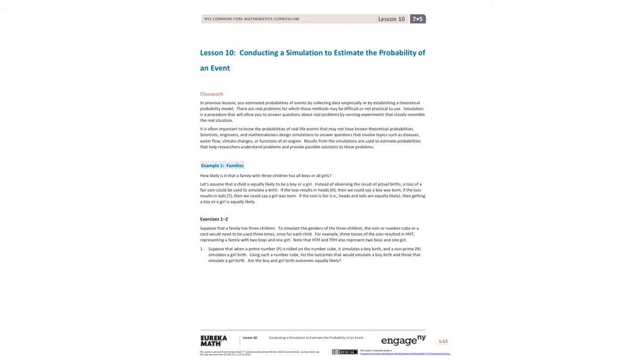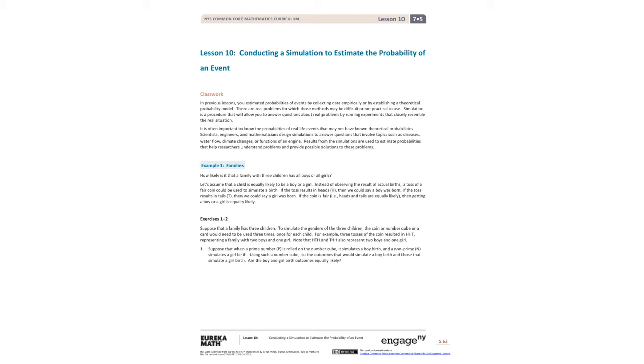Results from the simulations are used to estimate probabilities that help researchers understand problems and provide possible solutions to these problems. So let's look at example 1. How likely is it that a family with 3 children has all boys or all girls? Let's assume that a child is equally likely to be a boy or girl.